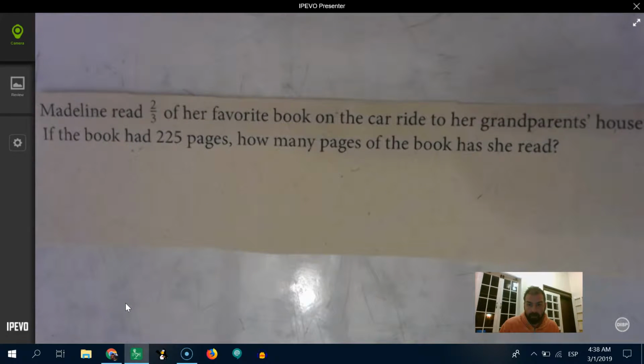Hi, so we're going to take a look at this word problem about Madeline and her favorite book. Madeline read 2/3 of her favorite book on the car ride to her grandparents' house. If the book had 225 pages, how many pages of the book has she read?